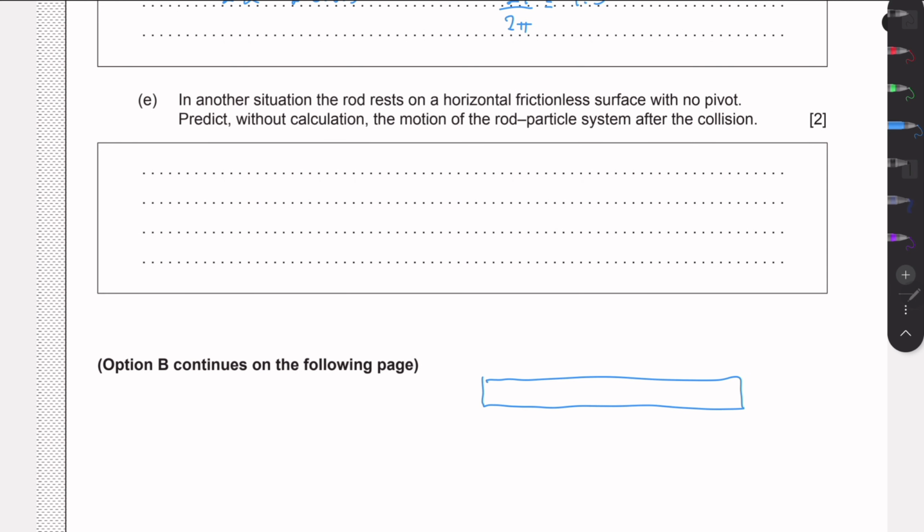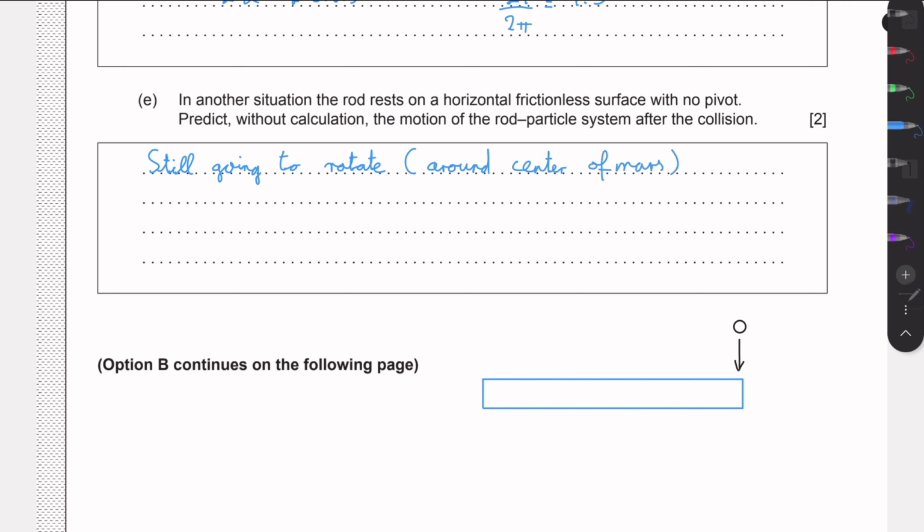And then in another situation, the rod is on a horizontal frictionless surface with no pivot. So you can think of it something like this. And then the particle is still coming and is still colliding with this rod. And we need to predict the motion of the rod. So first of all, it's still going to rotate. And about where is it going to rotate? It will rotate about its center of mass, as that's just how it likes to rotate. So around center of mass.